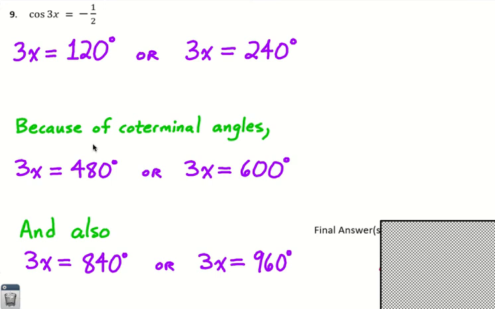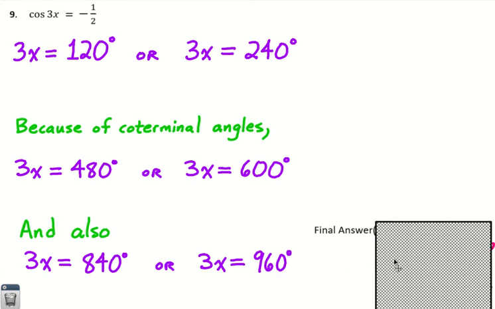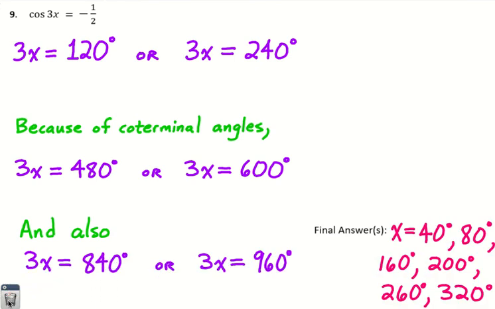See, I know 480 is too large for our interval, but that's what 3x equals, not what x equals. You know, and 840 and 960, because when we divide all of these by 3, even the 840 and the 960, the answer for x will be in our acceptable interval.